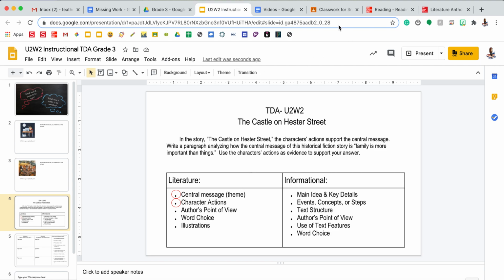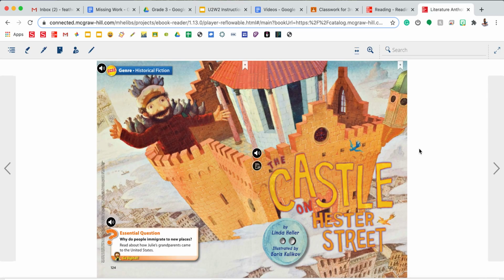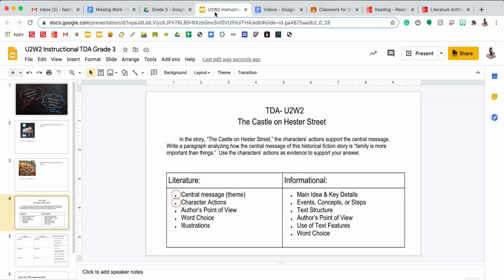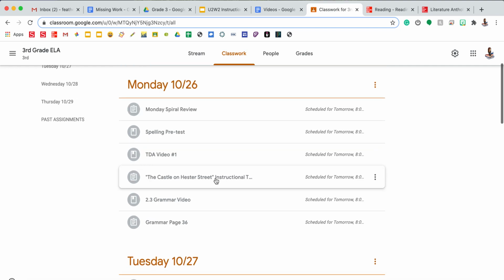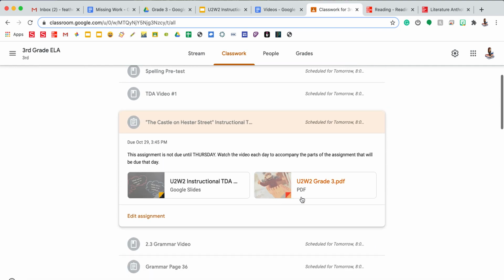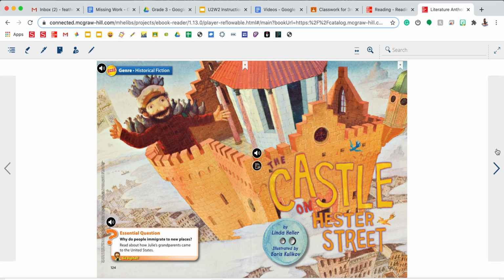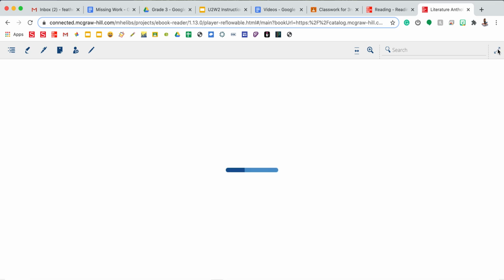Next, we need to read our story. So I am going to read the story to you, and I need you to follow along. If you have your book at home, it starts on page 124. If you do not have your book at home, it is on your Google Classroom. You can see my screen here, and there is a PDF copy under The Castle on Hester Street Instructional TDA. Follow along as I read.